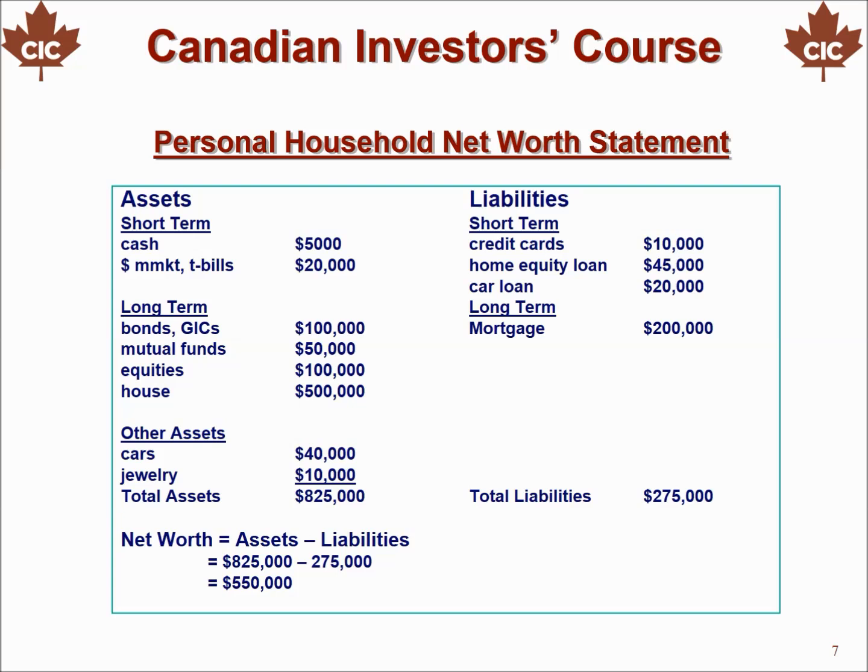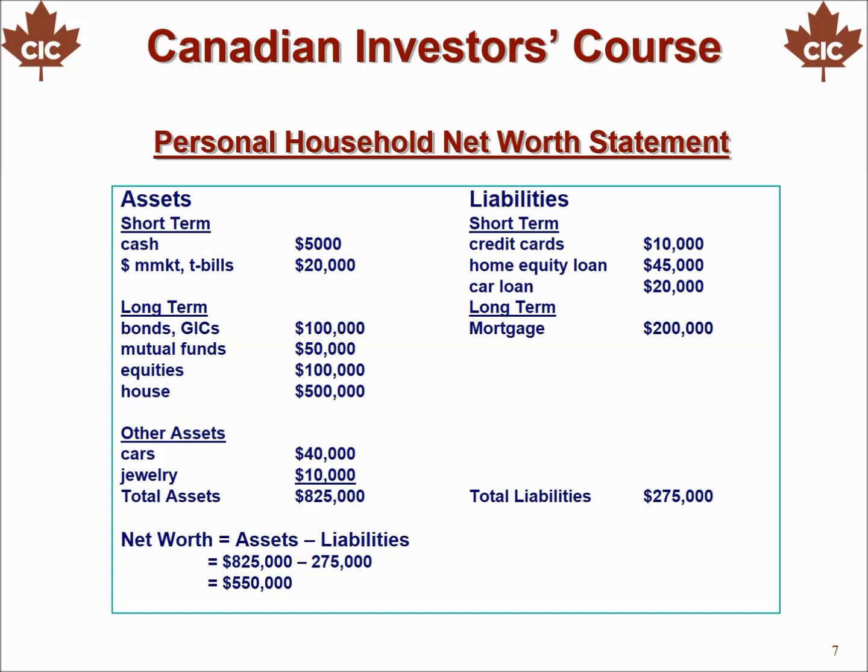This is an old statement. I guess that should be $1 million nowadays. Other assets, you maybe have cars for $40,000 in value, a bit of jewelry. So your total assets are, let's say, $825,000. Now, on the liability side, you got some credit cards, a home equity loan, maybe a car loan, maybe a mortgage. Your total liabilities are $275,000. So if you look at your assets of $825,000 minus your liabilities of $275,000, you get your net worth, which is $550,000.